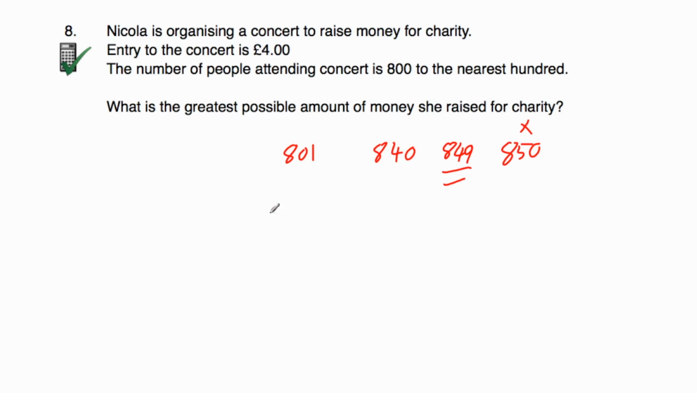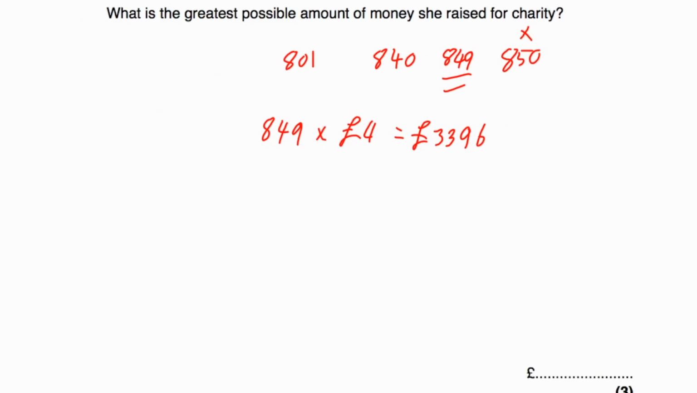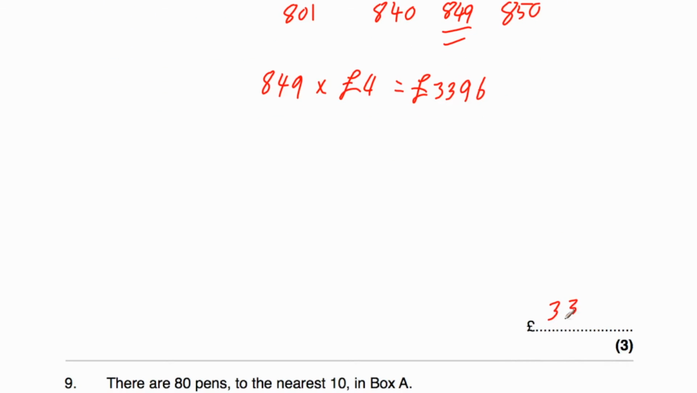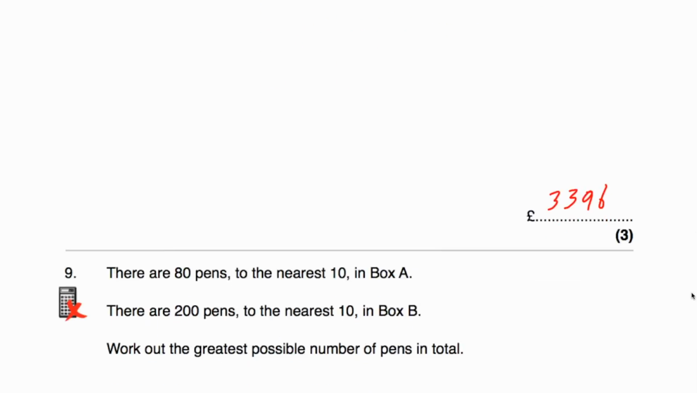Now, each person pays £4, so we need to do 849 times £4, and that would tell us the total amount of money, or the greatest possible amount of money, that Nicola could have raised for charity. And that's equal to 3,396. So the greatest possible amount of money that Nicola could have raised for charity would be £3,396. Okay, let's have a look at question number 9.